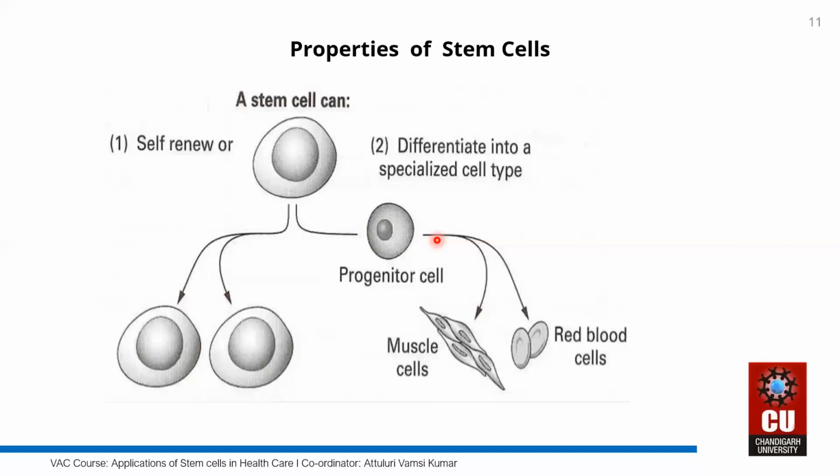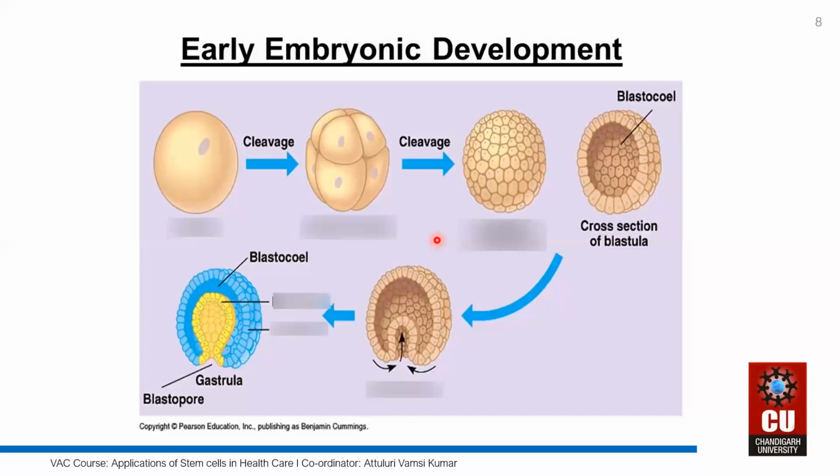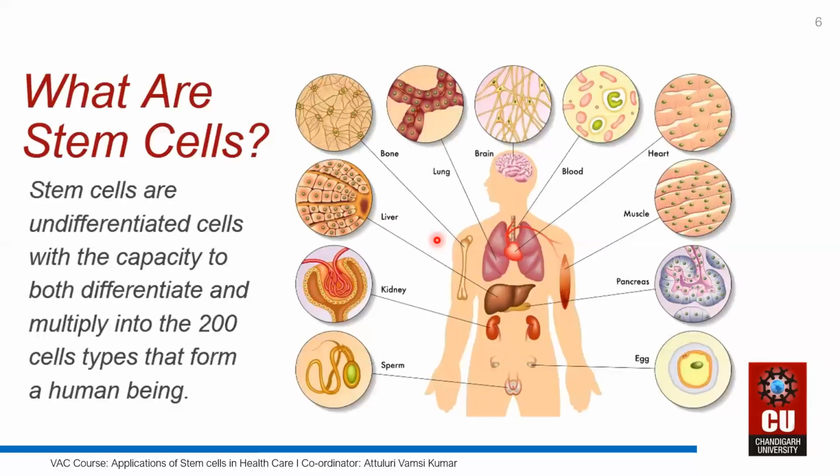So now you understood what a stem cell is, and you understood the properties of stem cells. Then let us see the basic definition of stem cells. So what are stem cells? Stem cells are undifferentiated. The meaning of differentiation is conversion to another cell. When it is not differentiated, that is called undifferentiated. So stem cells are undifferentiated cells that have the capacity to differentiate into multiple types of cells.